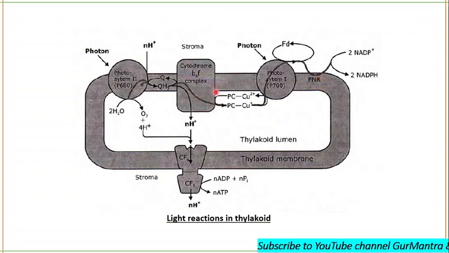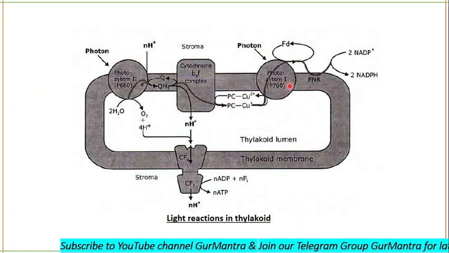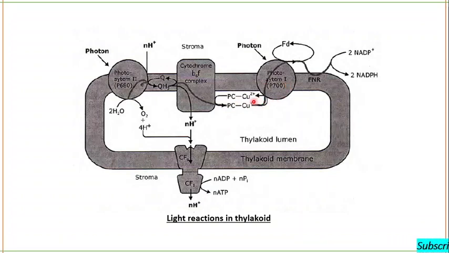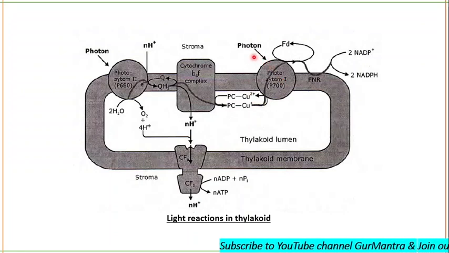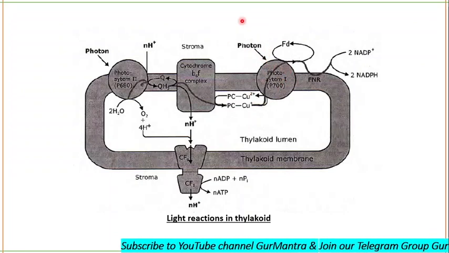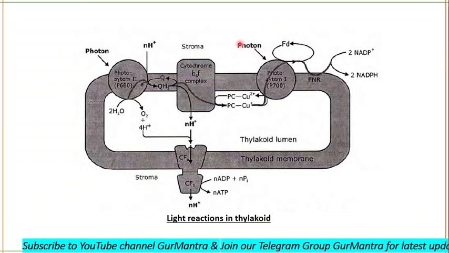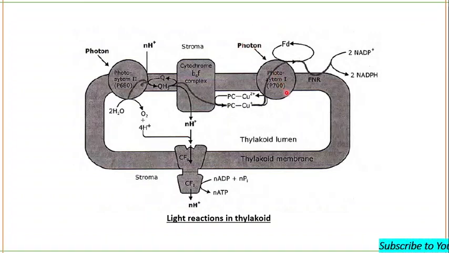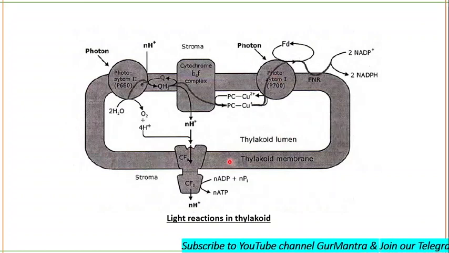Cytochrome B6F complex, plastocyanin present over the luminal side, a water-soluble protein. Photosystem 1 will only receive the electrons from plastocyanin when it is not having its own electron. Photons will also be received by photosystem 1 as well. Clear? Everything is clear to you now about non-cyclic phosphorylation.